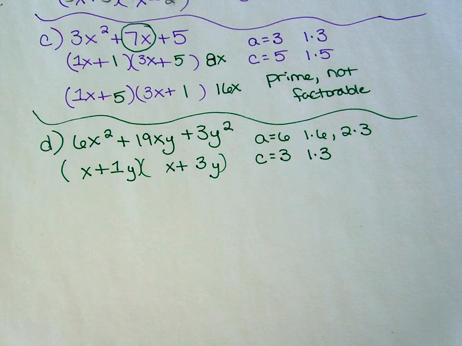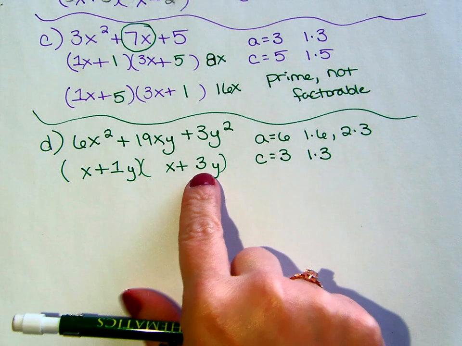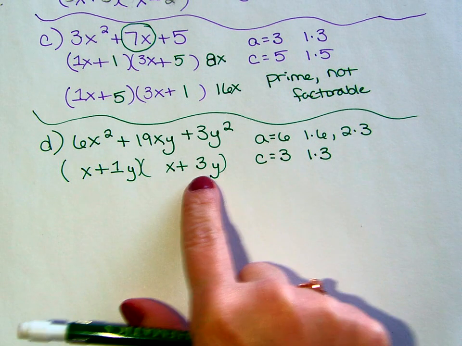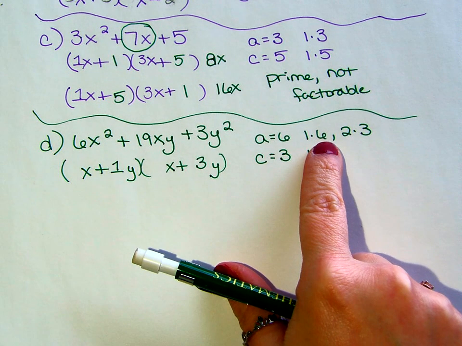So which pair do you want to try? Do you want to try 1 and 6 or 2 and 3? Do you have any inkling on how we're going to get up to 19? 1 and 6. That's a really good guess, because I know I'm going to have to take 3 times something. And if I take 3 times 6, that'll give me 18. That's really close to 19.